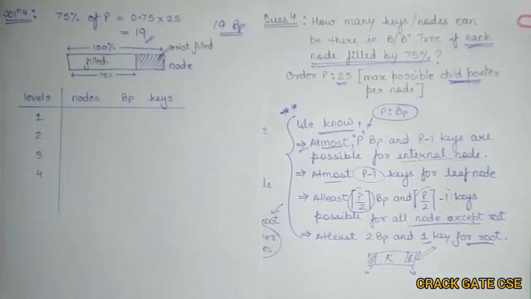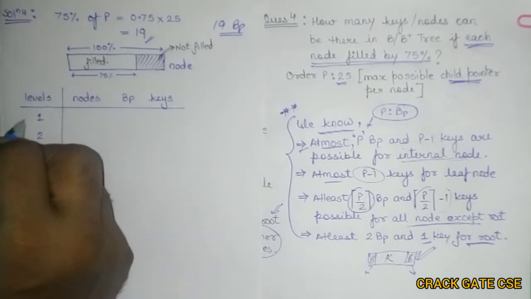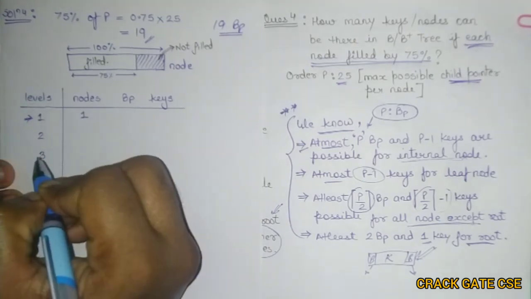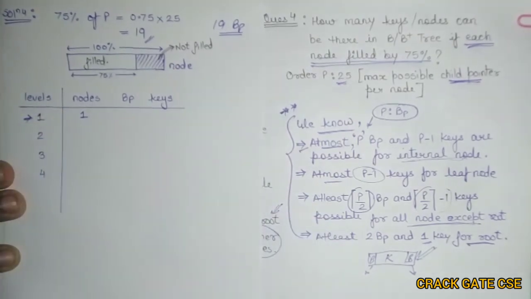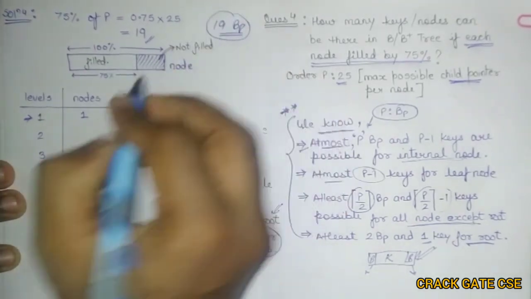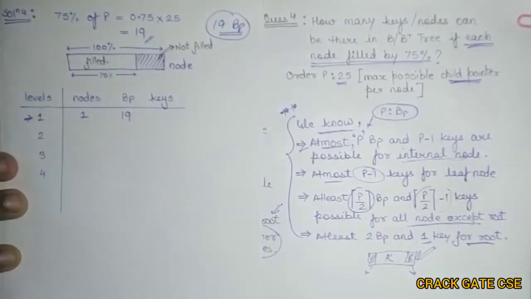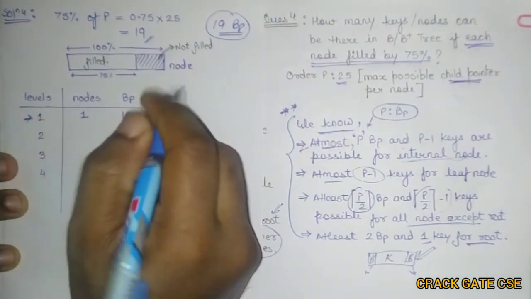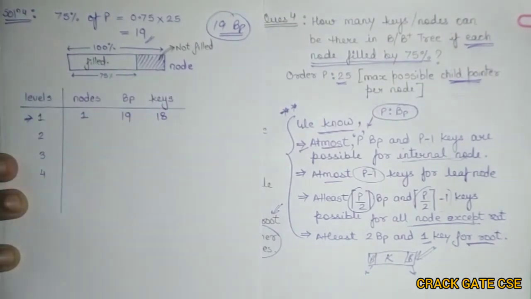Now we have to take the tabular method and continue our work. So in the first level, how many nodes can be there? Only one node can be there. If there is one node, how many block pointers can be there? We have calculated that 19 block pointers can be there. And if 19 block pointers are there, there should be 19 minus 1, that is 18 keys, right?